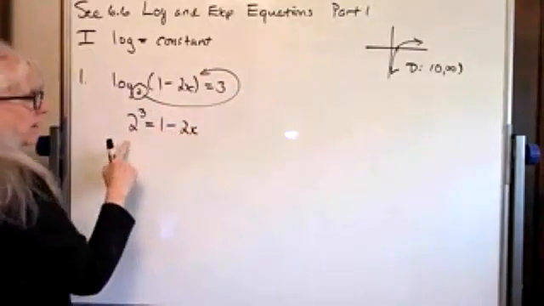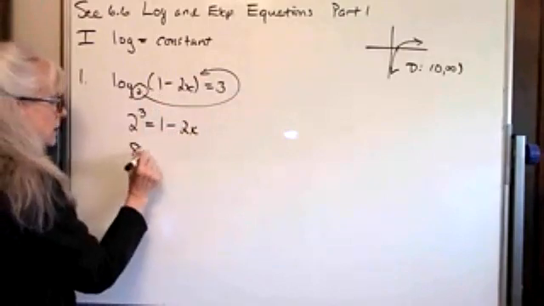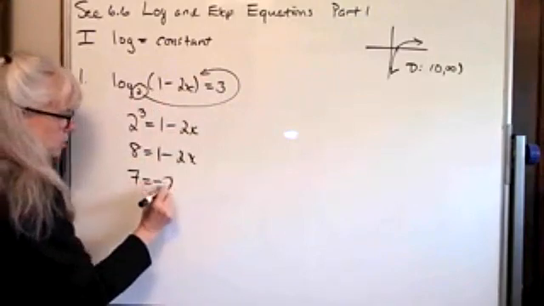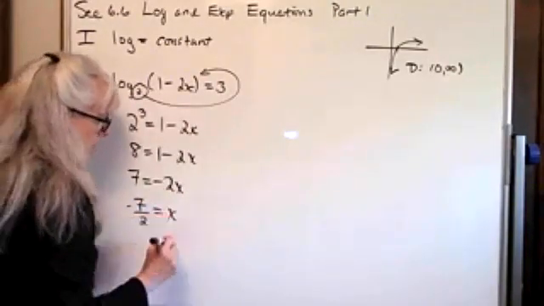And then we can solve that. This is a nice linear equation. We're only going to get one answer on this. 2 cubed is 8. That's equal to 1 minus 2x. 7 will be equal to negative 2x. And then finally, negative 7 over 2 is equal to x. So we get an answer.